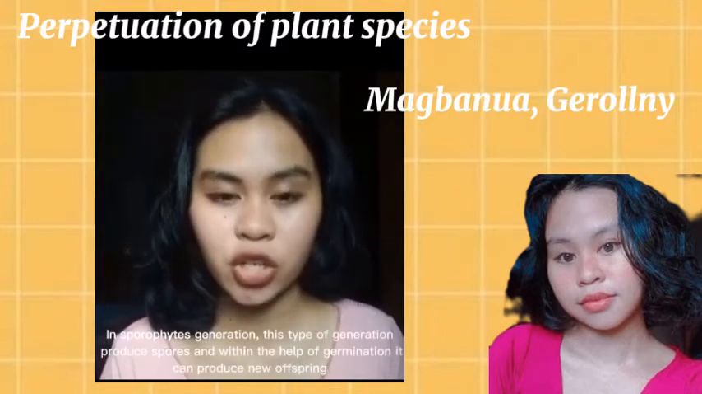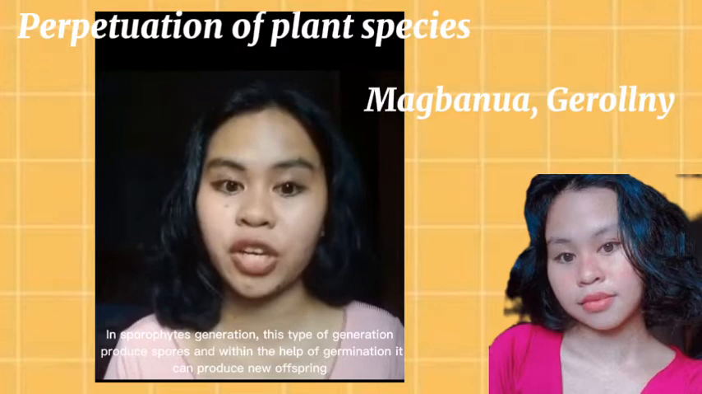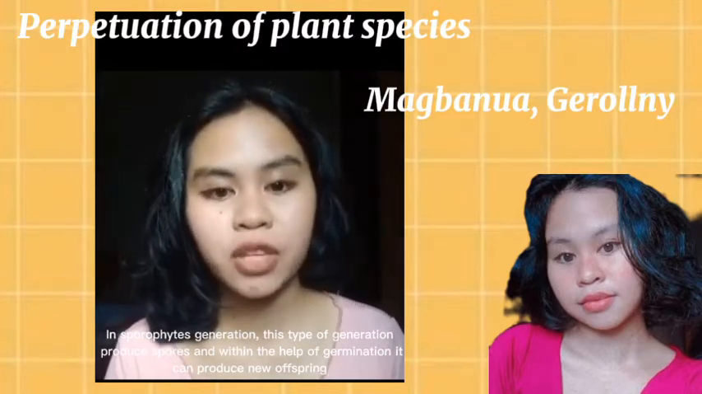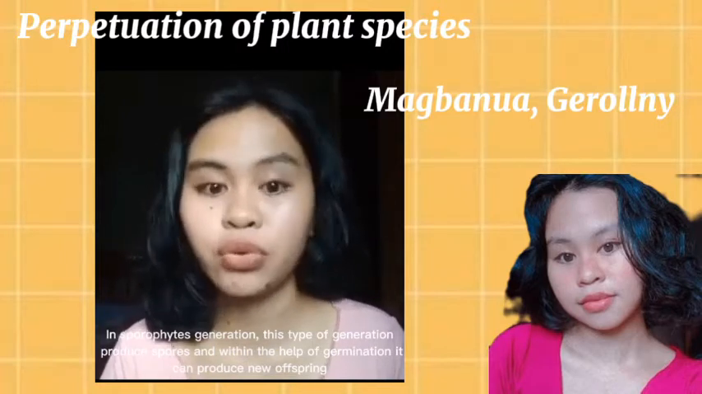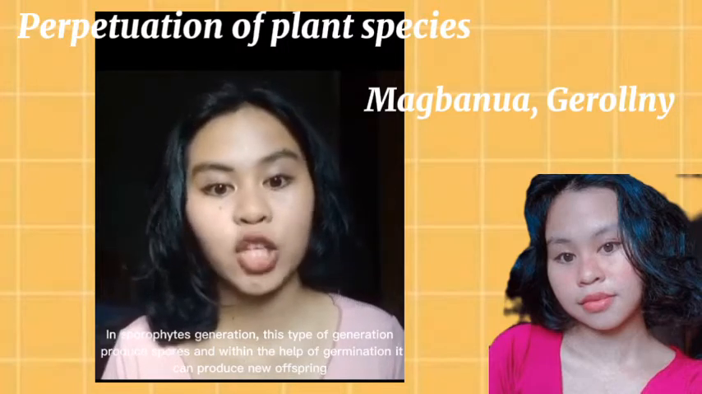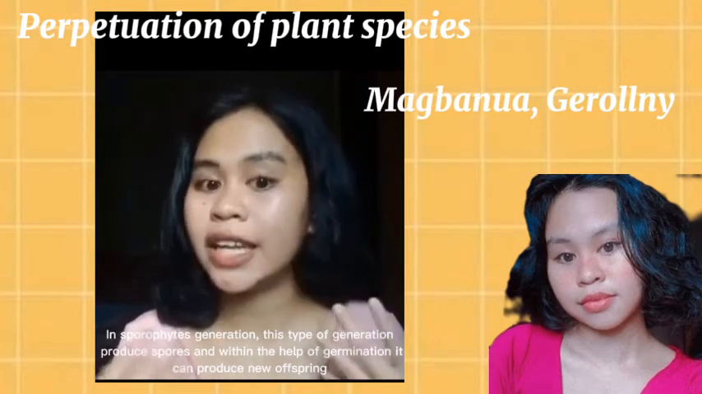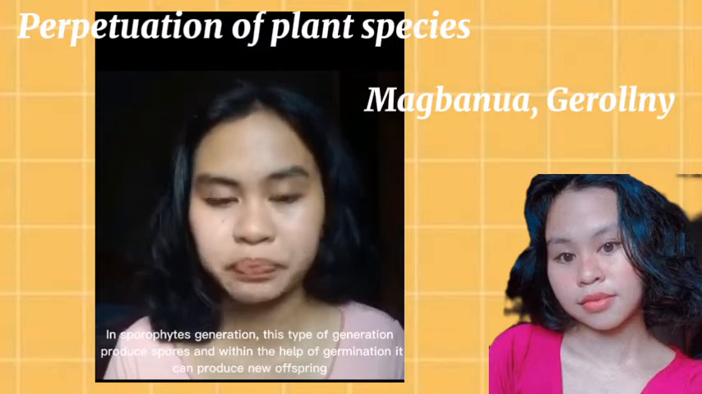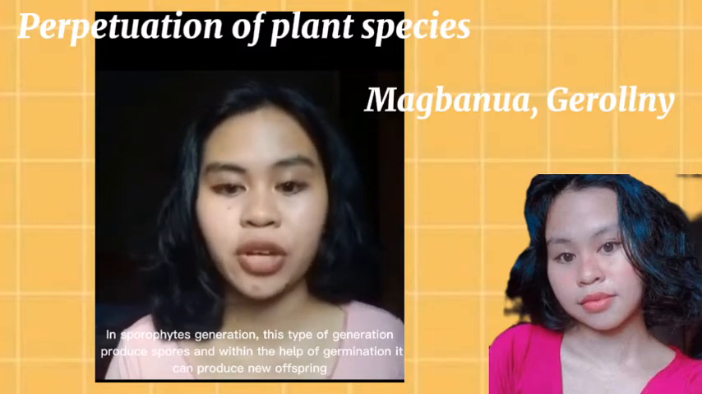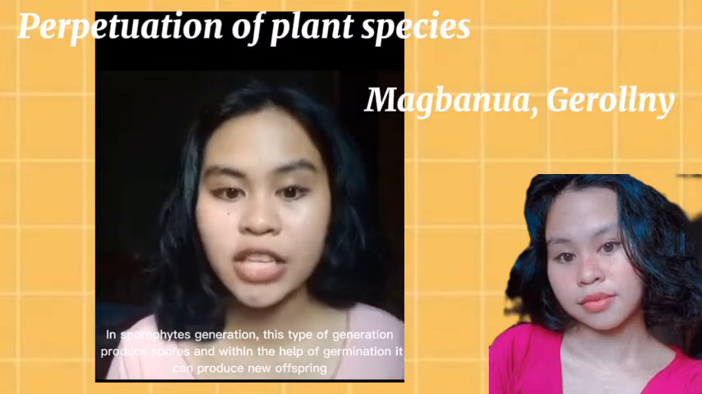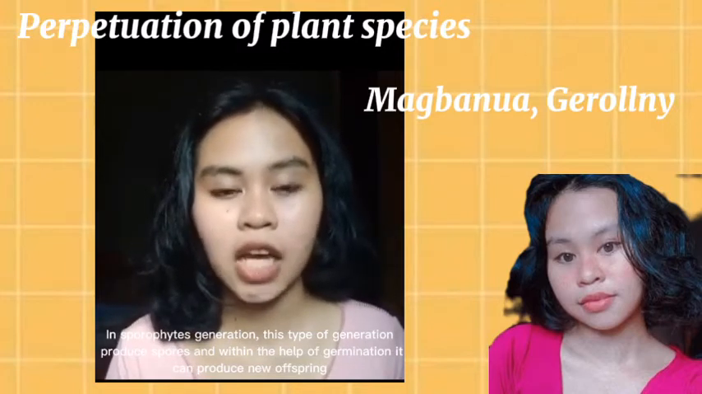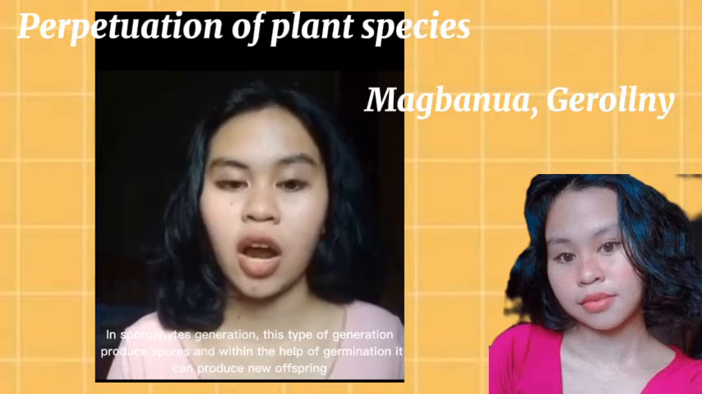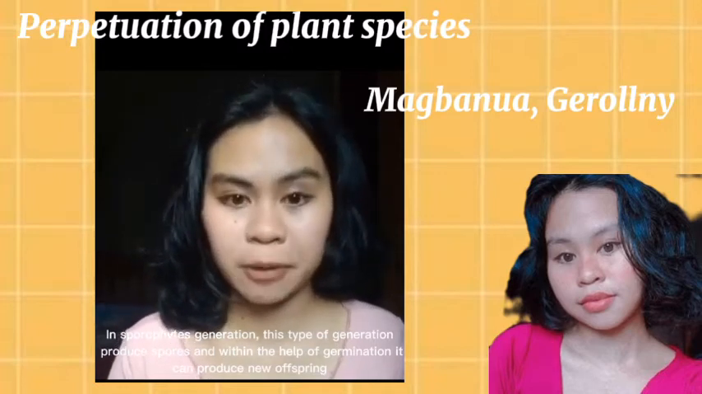In the sporophyte generation, this type of generation produces spores in its offspring, which means that this type of generation doesn't use any gametes. The spores that it produces are a tiny structure that a new plant can grow into with the help of germination. And this type of generation produces a diploid plant, which has two sets of chromosomes, and reproduces asexually, which means sporophyte generations are plants that reproduce asexually.